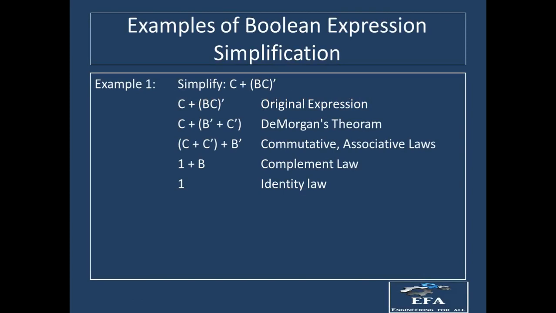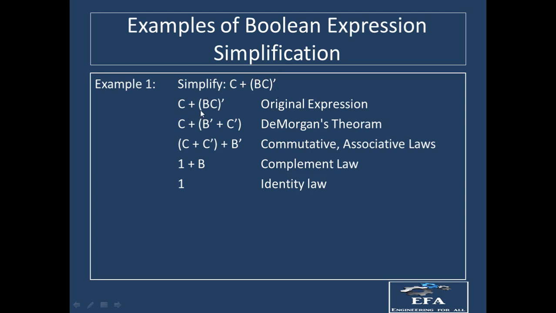The first example says we have C plus (BC) whole bar. So we have BC complete bar over here. First of all we need to count how many gates there are. We have a NOT gate, after that an AND gate, and after that an OR gate. So in total we have three gates. Looking at this expression, we can see it can be reduced using the Boolean laws and rules. So let us see.